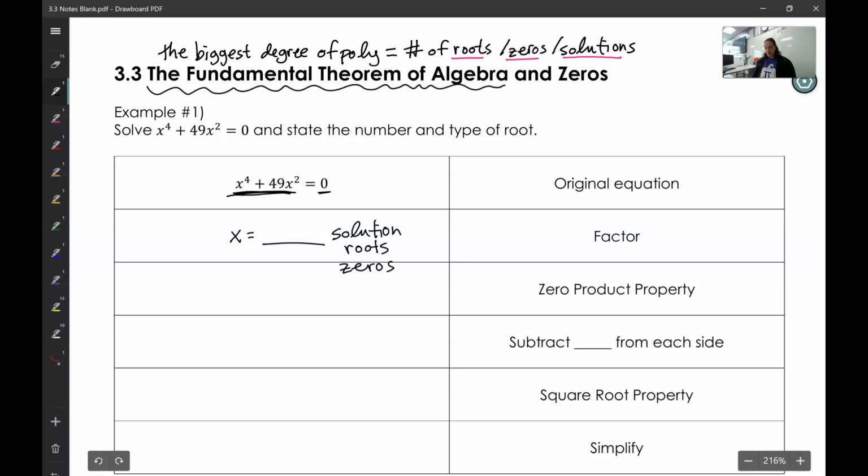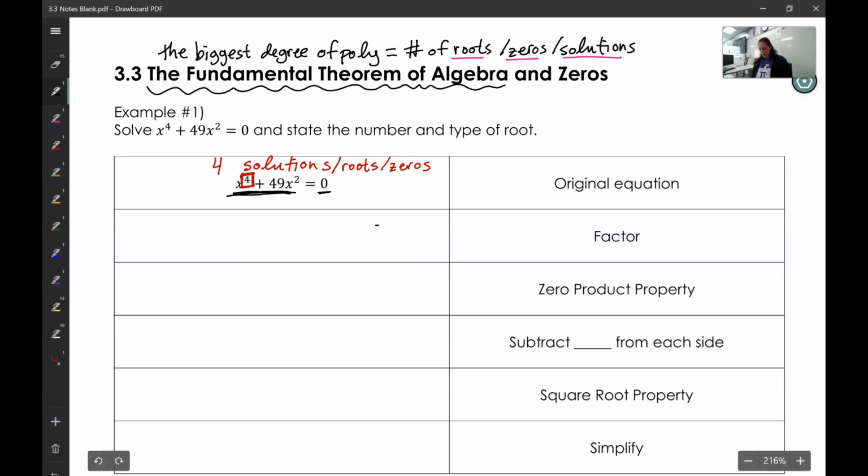And what the fundamental theorem of algebra says is your biggest exponent, so in this first one, x to the fourth, your biggest degree is how many solutions your equation is going to have. So this equation right here should have 4 solutions, 4 roots, or 4 zeros. So let's go through and try to solve this and make sure it has that many.